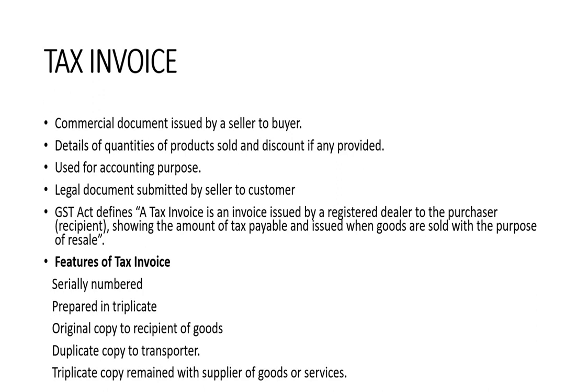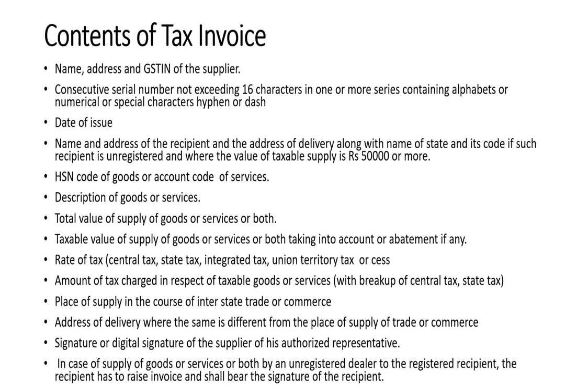So one copy, the original copy, will be handed over to the recipient of the goods when the goods are delivered to him. Another copy, called the duplicate copy, will be handed over to the transporter who is going to transport the goods from one place to another place here. The other copy, which is prepared in the triplicate, remains with the supplier of the goods for his accounting transactions here. Then let's see what the contents of the tax invoice are here.